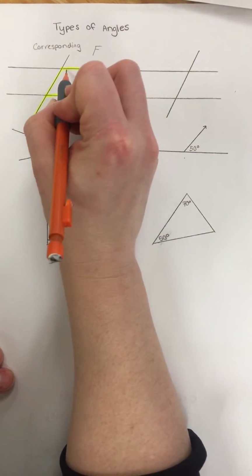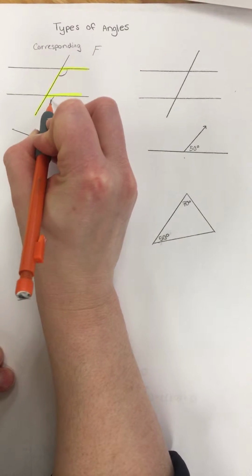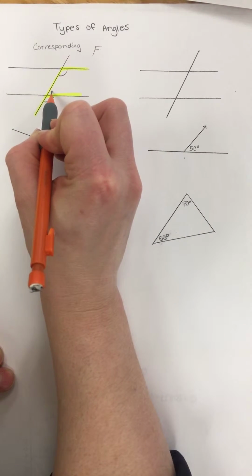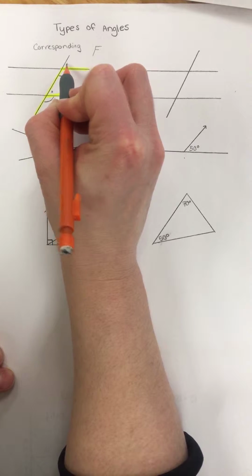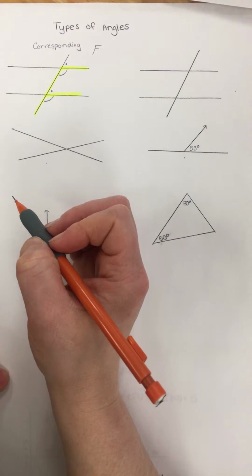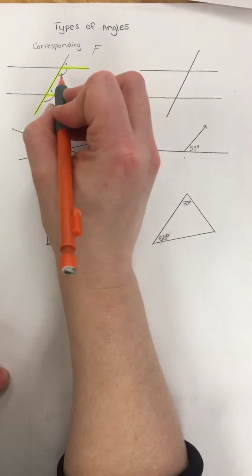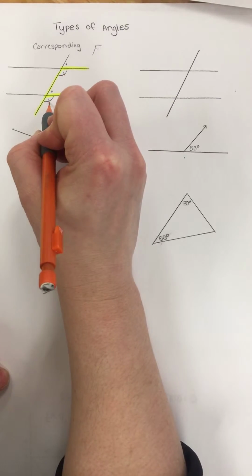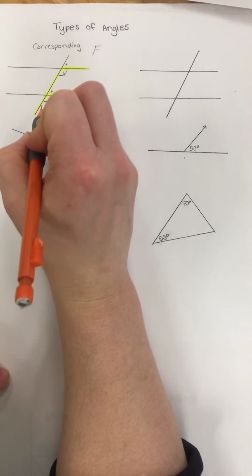In this, we're talking about these two angles, or the two angles on top, are called corresponding angles. It means that they're congruent. So that means that this angle and this angle here are congruent angles.